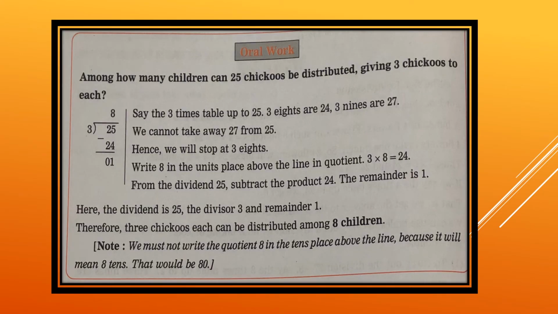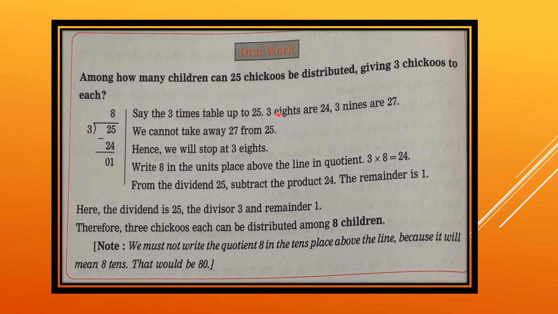So let us look at this word problem here and let's understand division. Among how many children can 25 chikkus be distributed, giving 3 chikkus to each? So as you know, 25 is what we want to divide and we want to divide it by 3. Say the 3 times table up to 25.